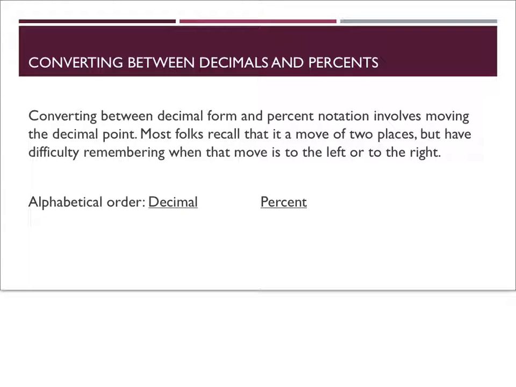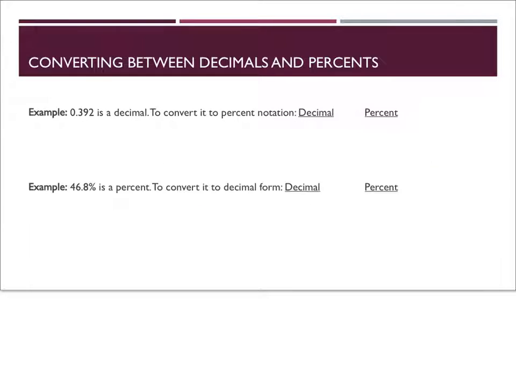If I want to convert between a decimal and a percent, most people recall that you have to move your decimal 2 places, but they tend to forget whether you move it to the right or to the left. If you put the 2 words in alphabetical order, D comes before P. So decimals, if I listed them, would be on the left. Percents would be on the right. Figure out what form you're starting with and what direction you have to move to get to the other form to recall the direction.